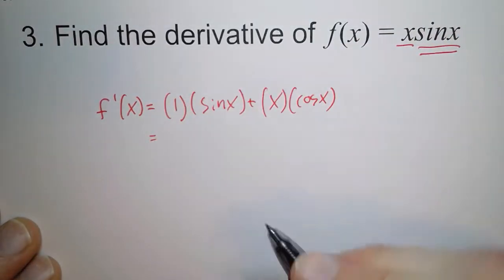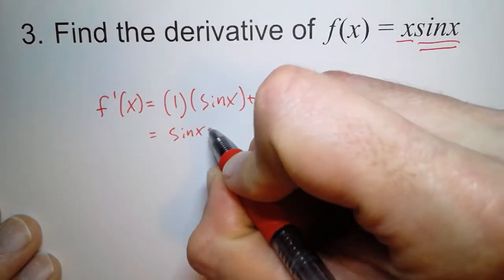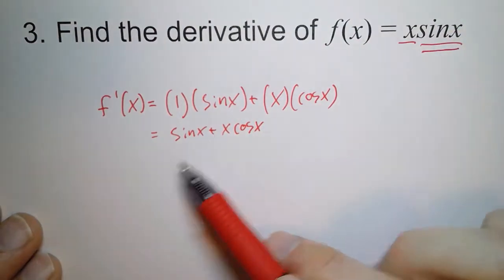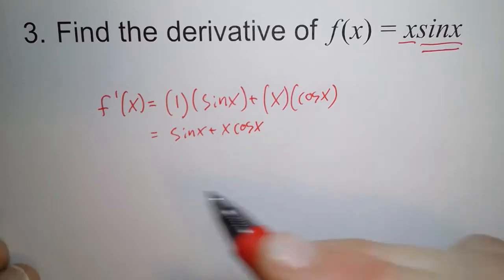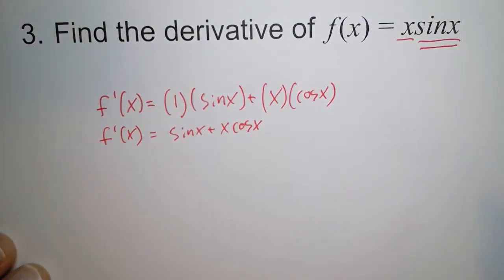When we multiply these together, we have sine of x plus x cosine of x. Now these have nothing in common, which means we can't simplify this any further than that. This is what f prime of x, the derivative, will equal.